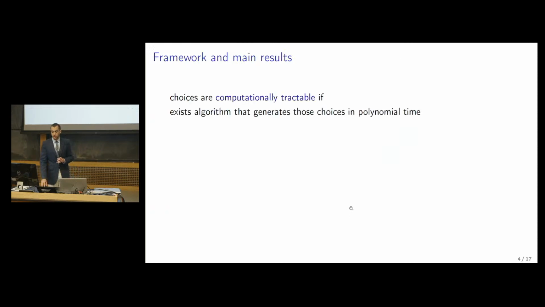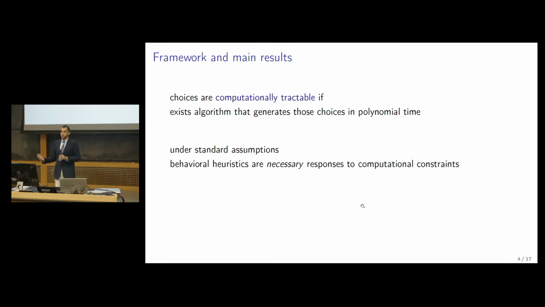OK, let me talk about the main definition briefly and then the key results. The main definition is computational tractability. Choices are computationally tractable if there exists an algorithm that generates those choices in at most polynomial time. So we're just adapting a very common definition from time complexity in computer science and applying it to decision theory.